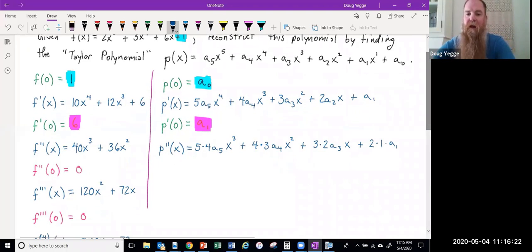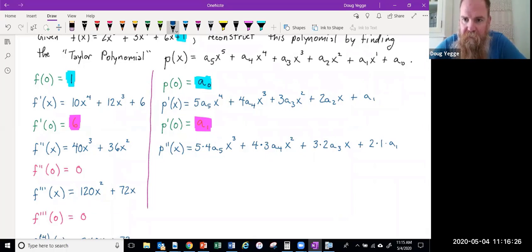So what I'd like you to realize is that technically, when I went back up here, this was also 1 times a1, because I moved the power of 1 to the front to get 1 times a1. And so when I now go back again and find p double prime of 0, notice that I get 2 factorial times a2. That should be a2, shouldn't it? This should be a2 over here.